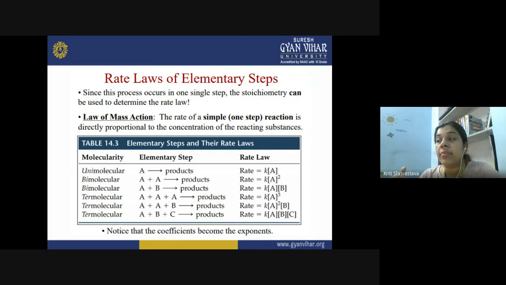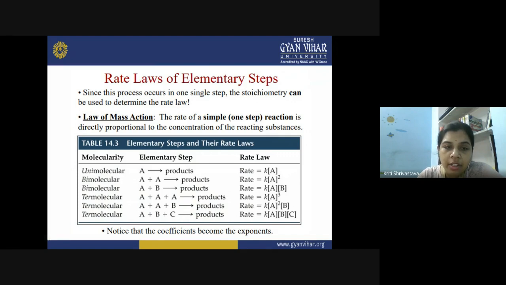It is a universal fact that the greater the concentration of the reactant, the greater will be the conversion of them into products. This is the law of mass action, and therefore, for every single one-step reaction, you can consider that the rate is proportional to the concentration term. And when you remove the proportionality sign, you introduce the rate constant here.